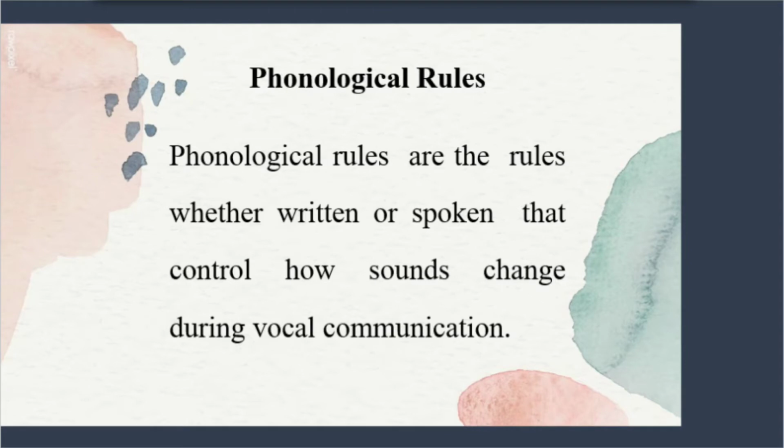So what are phonological rules? Phonological rules are the rules, whether written or spoken, that control how sounds change during vocal communication. Phonological rules describe how phonemes are realized as their allophones in a given environment. Environment in phonology typically refers to neighboring phonemes.